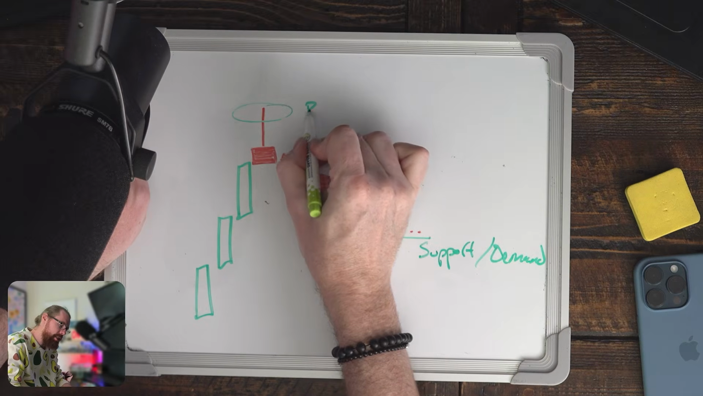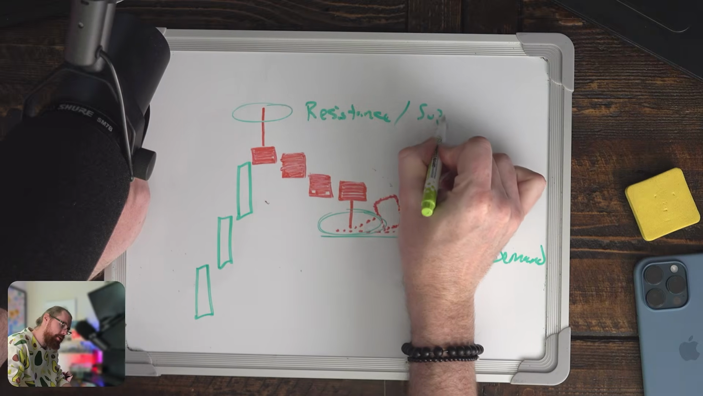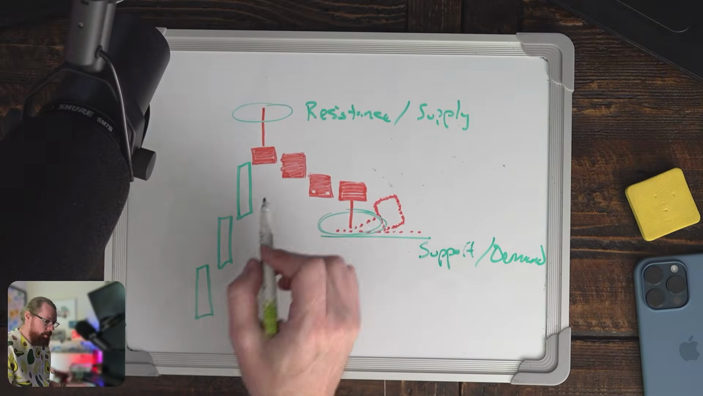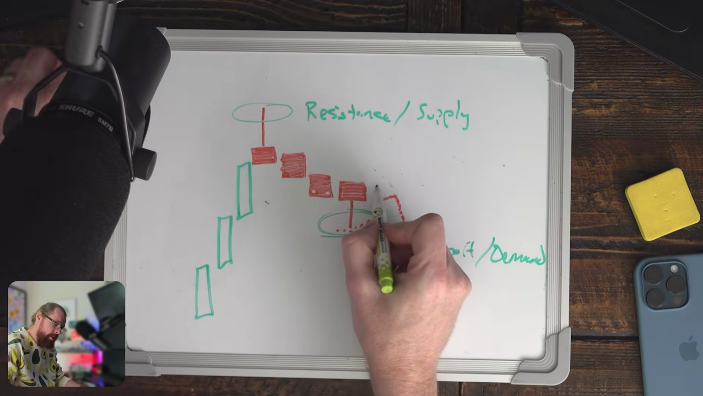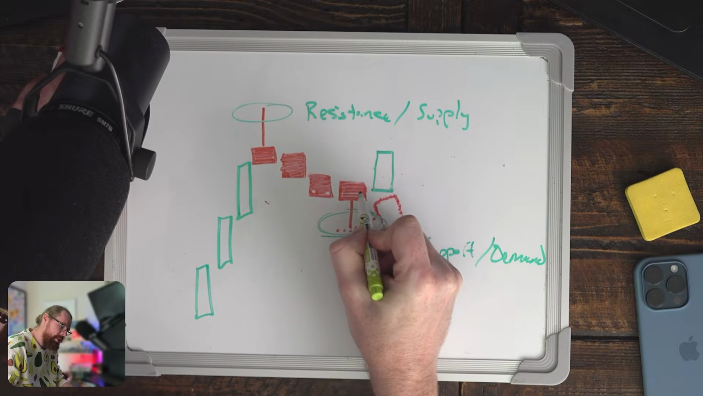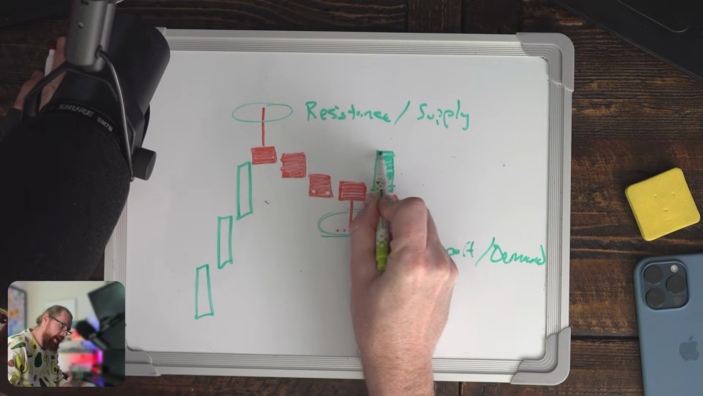And up here we have resistance / supply. So up here we have people that are willing to sell. Now, we came up here, we pulled back. This right here, what's this pattern called when we have two candles like this? This is the candle over candle pattern as this green candle moves back up.